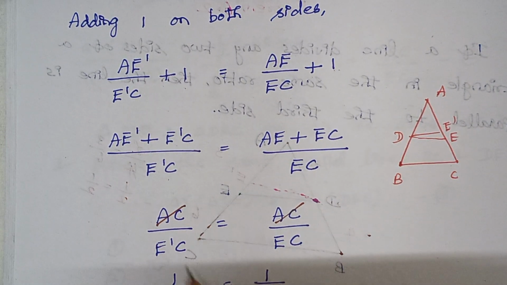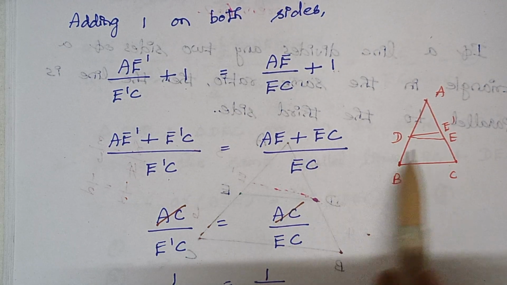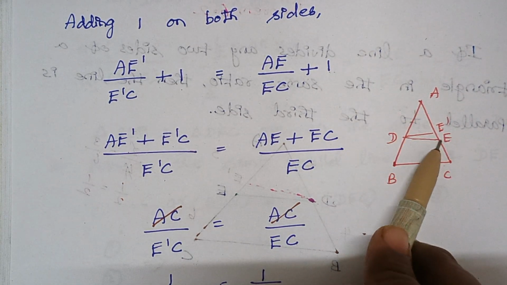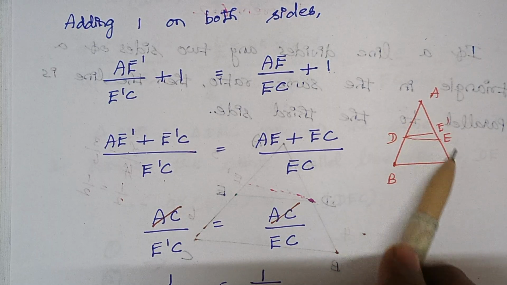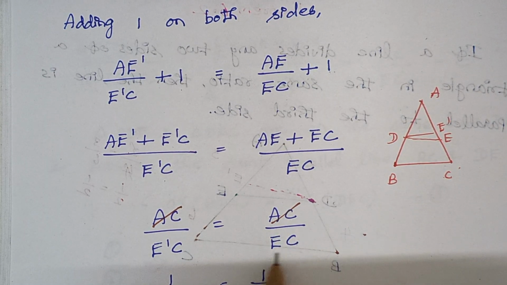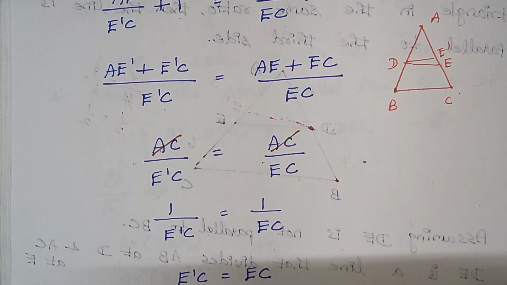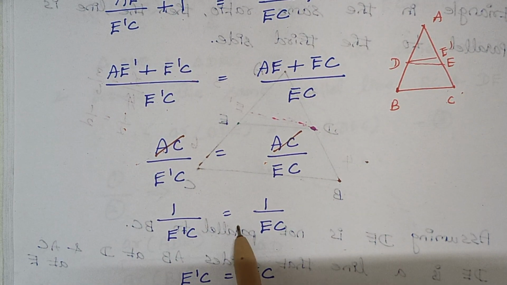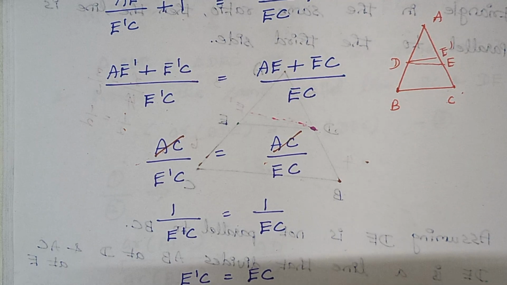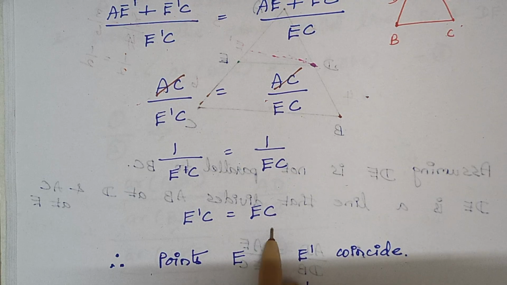So AC by the denominator E dash C. Now AE plus EC. What is this AE plus EC? Again it is equal to AC. Right, so AC by EC. So here again the common terms get cancelled, right? We are cancelling AC and the remaining terms are 1 by E dash C is equal to 1 by EC. So when you take the reciprocal, it is clear, right? E dash C is equal to EC.